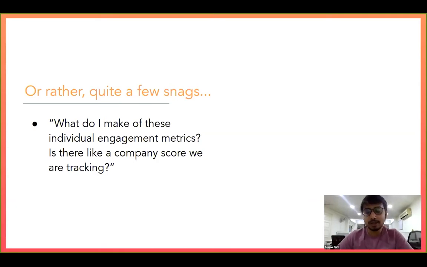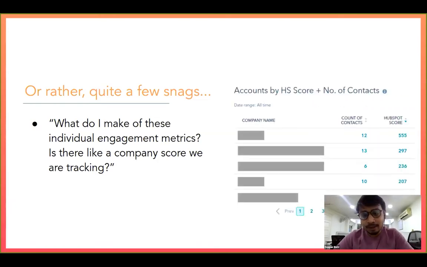So we said, okay, let's just try to build that. So again, custom reporting came in handy. We built something like this, which was sorting out accounts by HubSpot cumulative HubSpot scores and the number of contacts. So this essentially is the score of a company, the cumulative score, and how many contacts are there. So you can get an idea of how engaged, on average, these contacts are.